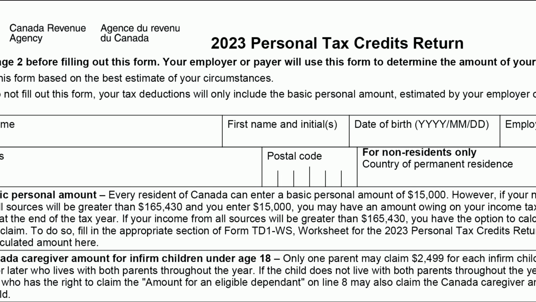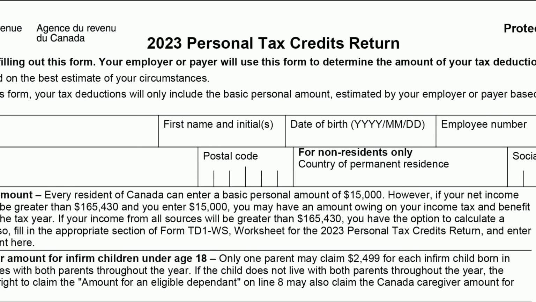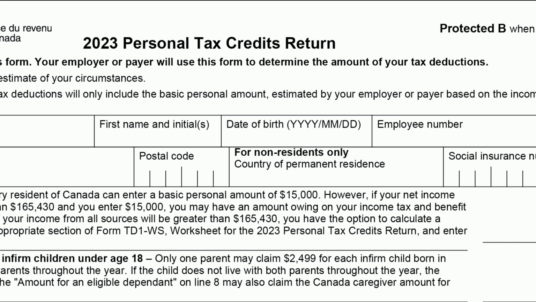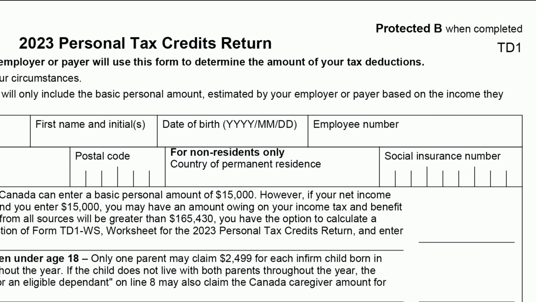We'll start with the easy part: your last name, your first name, birth date, address, including postal code, and social insurance number. These are pretty self-explanatory, so I won't go into much detail here.